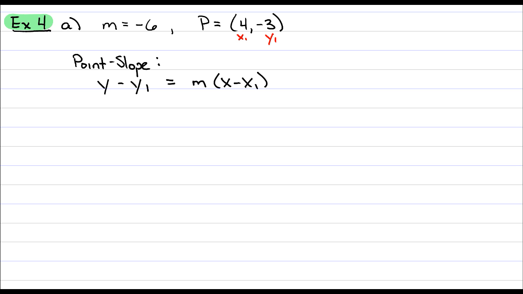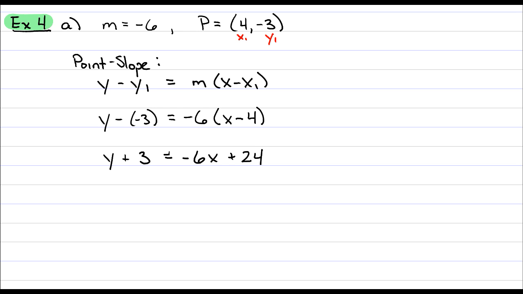So using this information, plugging the information we're given into this point-slope form, we have y minus y1, so that's y minus -3 equals, our slope is -6 times x minus x1, x minus 4. Okay, so this is going to give me y minus a -3, so that's y plus 3 equals, on the right-hand side I need to distribute the -6 through, so I get minus 6x plus 24.